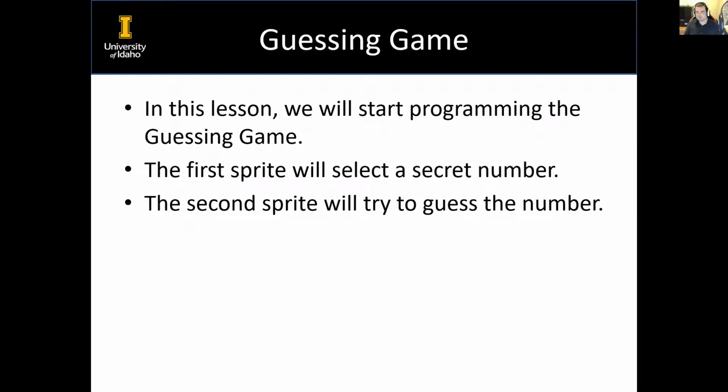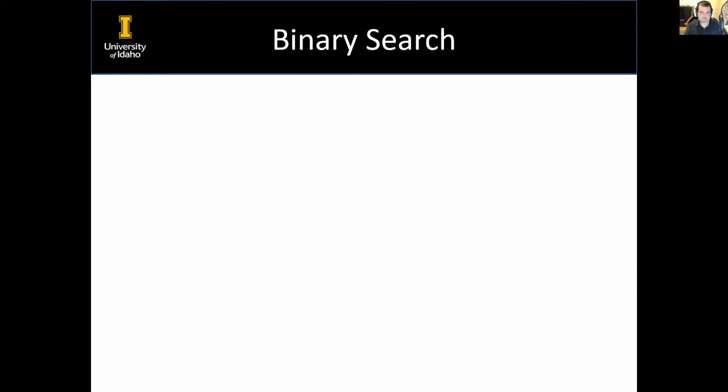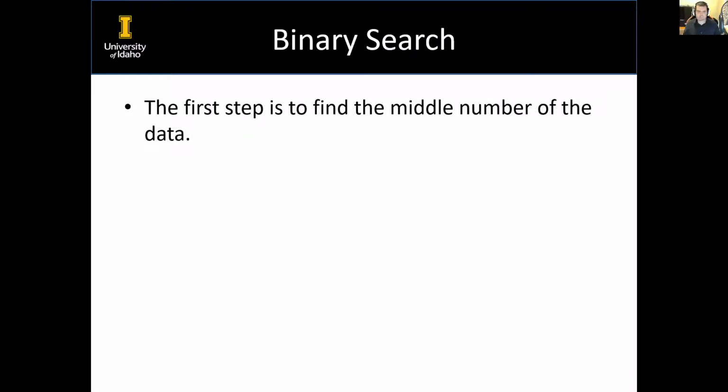In this lesson, we're going to start programming the guessing game. The first sprite is going to have a secret number that no other sprite can access, only itself, and then the second sprite is going to try and guess that number. The strategy we're using for this is known as a binary search. Binary, again, meaning 2, 0 and 1. It's going to use this yes, no, 0, 1 type strategy in order to figure out what a specific number is. Just a simple idea of a binary search.